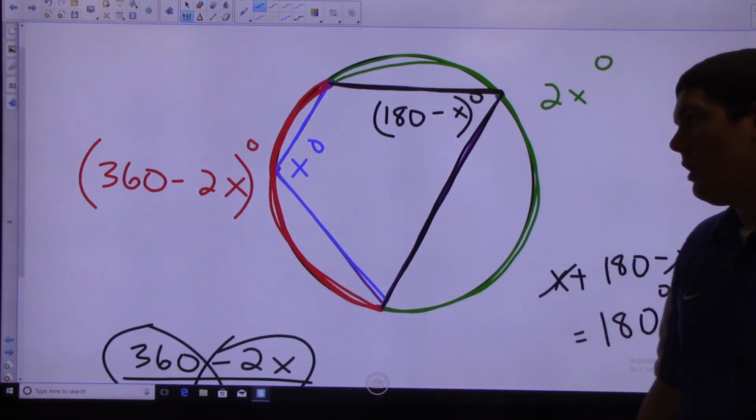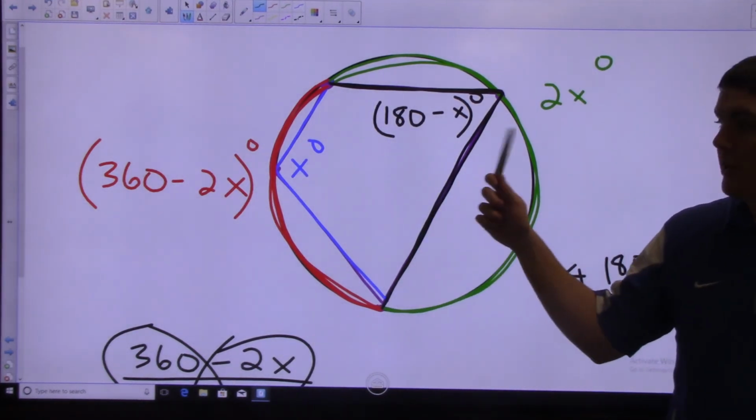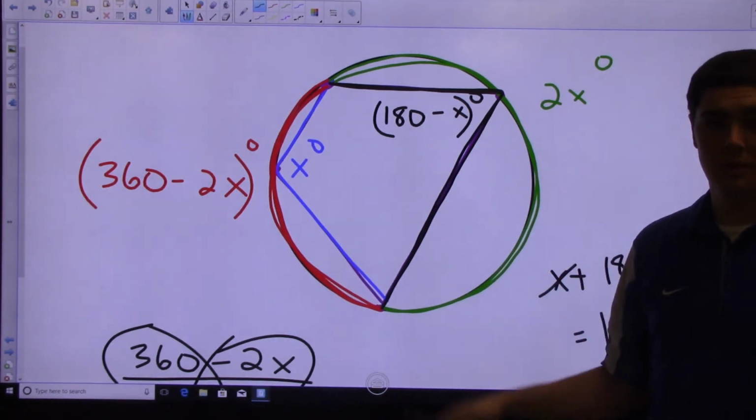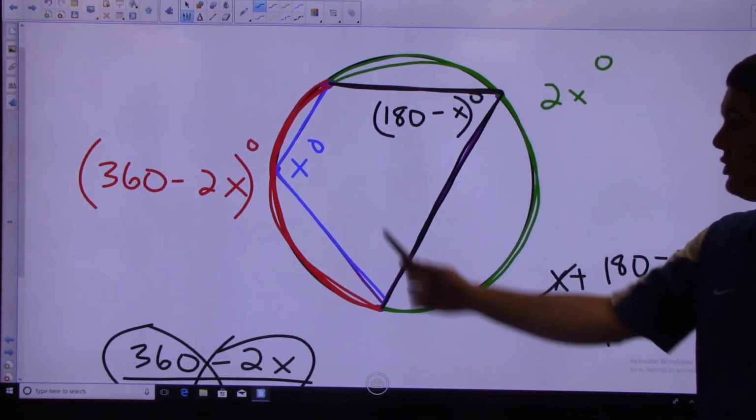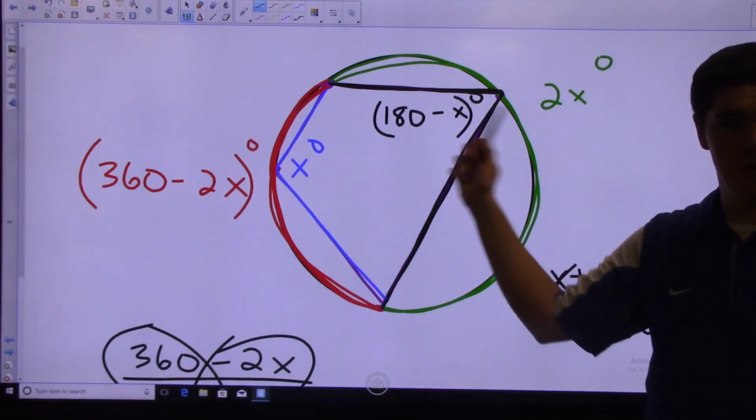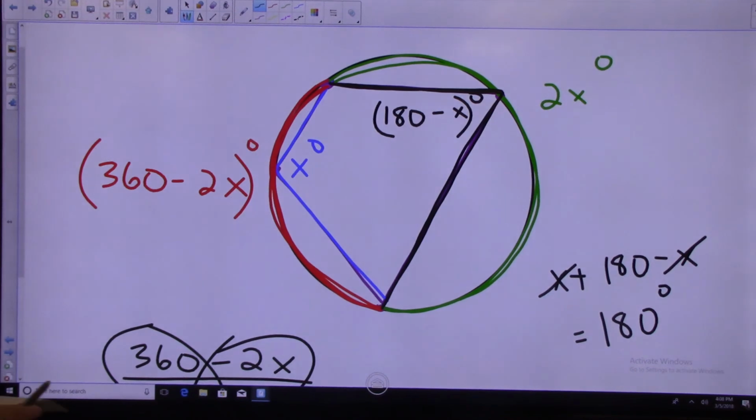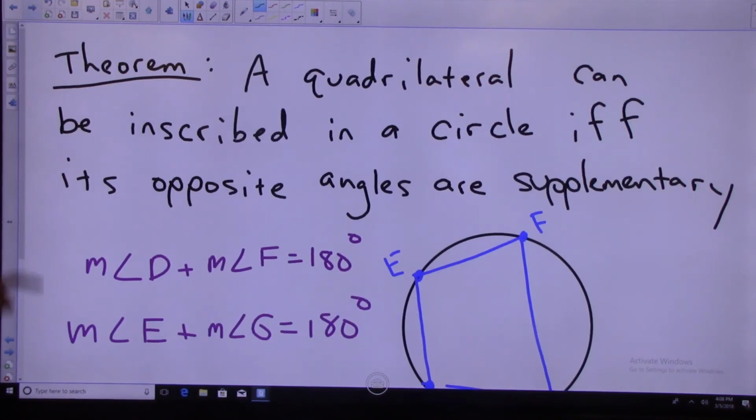All right, so moral of the story is, hopefully that made sense when I went over this little proof here, showed you why this theorem's true. But if it didn't, you just need to remember the theorem. The opposite angles of an inscribed quadrilateral are supplementary. Okay, so let's do a couple more examples, and then we'll call it a day.